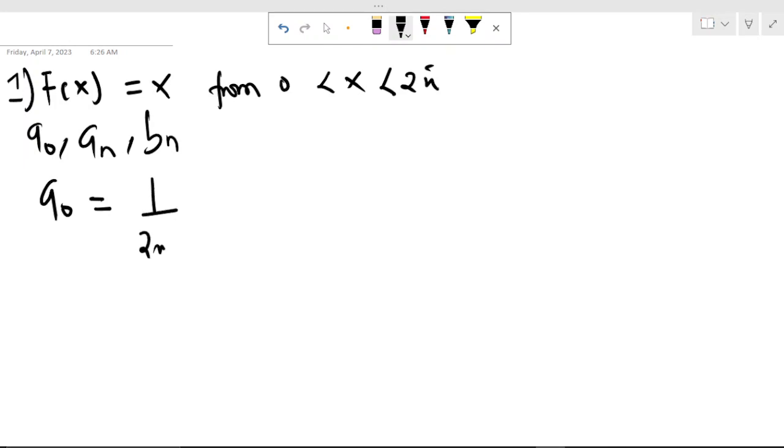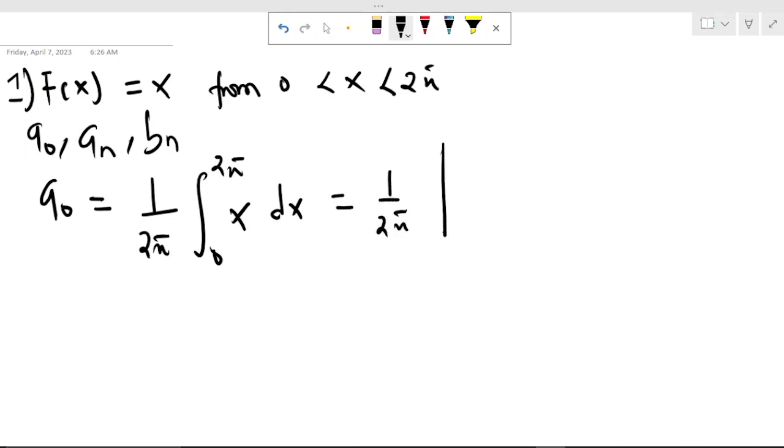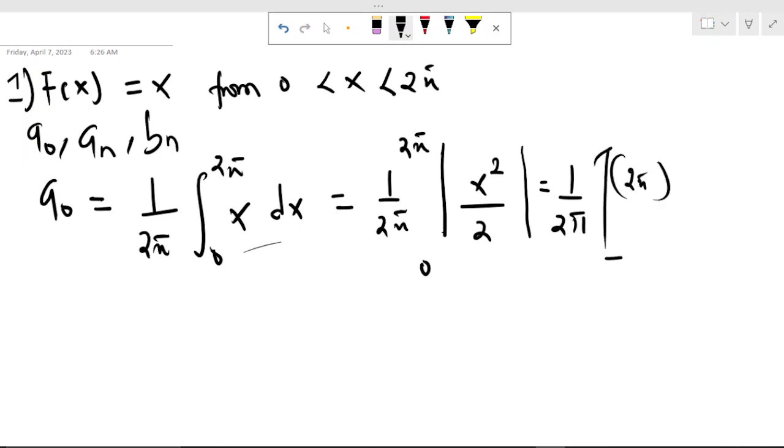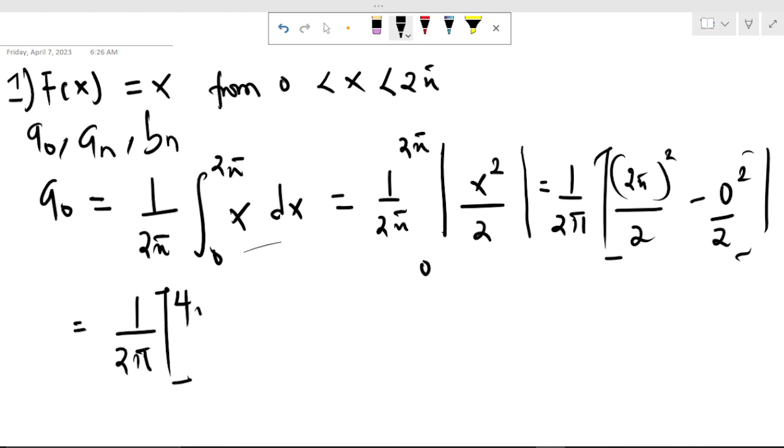Remember, 1 over 2 pi integral from 0 to 2 pi of the function f of x, which is x in this case. So this should give us 1 over 2 pi. Integrating x, we get x squared over 2. And plugging in our values, we have 2 pi all squared over 2 minus 0 squared over 2. So this gives us 1 over 2 pi, we have 4 pi squared over 2, and everything here goes to 0. So we have pi, it should cancel out the square. We have 2, that will cancel out the 4, which in turn will cancel out the 2. So our a naught here is simply pi.